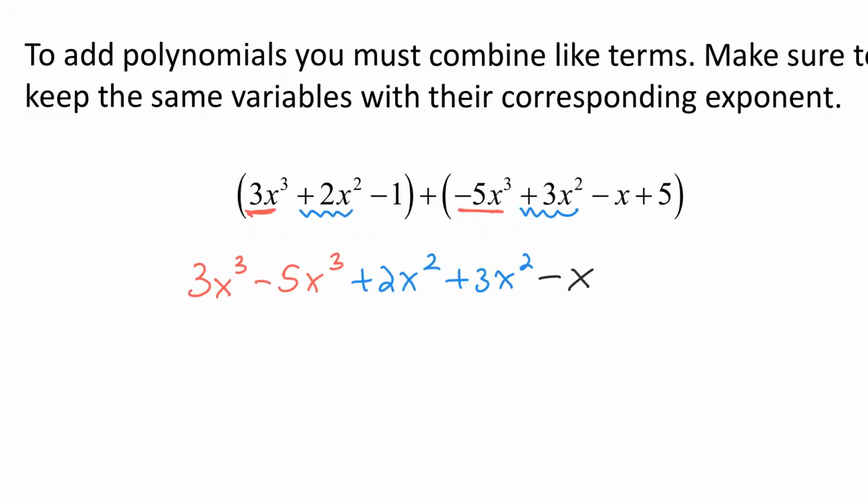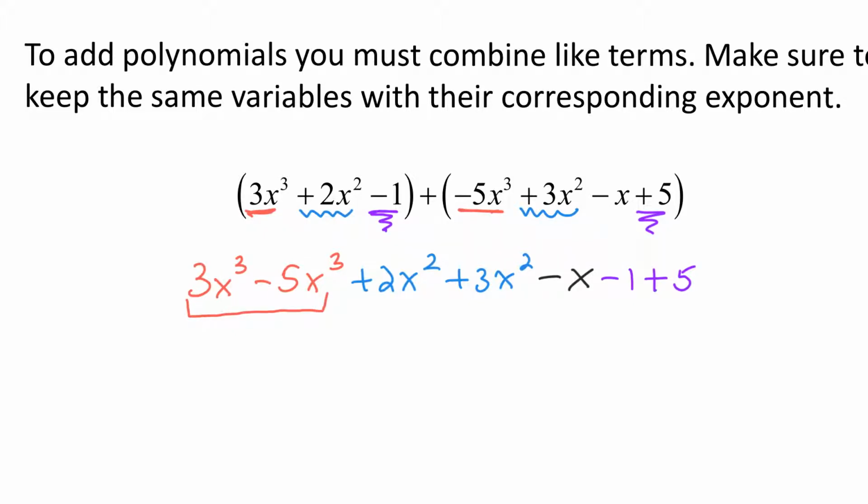And the last one is the constant. And I do have a constant, a minus 1 here, plus a positive 5 over here. So minus 1 plus a 5. I don't put a plus two times. I just put a plus 5. So now let's go ahead and combine like terms. So right here, you have a 3x cubed minus a 5x cubed.